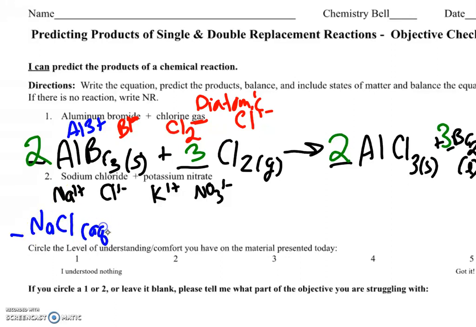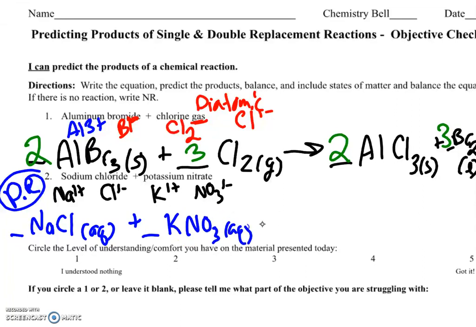This is aqueous. How do I know that? That's not just solid table salt. It's a double replacement reaction. Double replacement is always an aqueous solution reacting with another aqueous solution, trying to make a new precipitate, a gas, or liquid water if it's acid-base. So sodium chloride aqueous solution plus potassium nitrate, KNO3 aqueous. This is going to produce some new compounds.